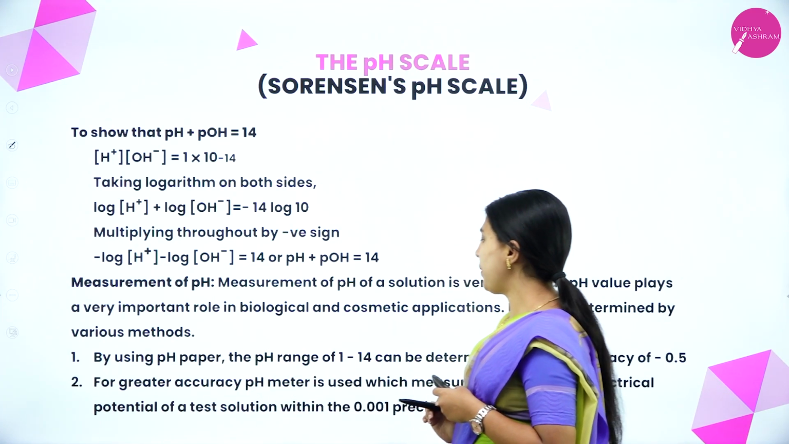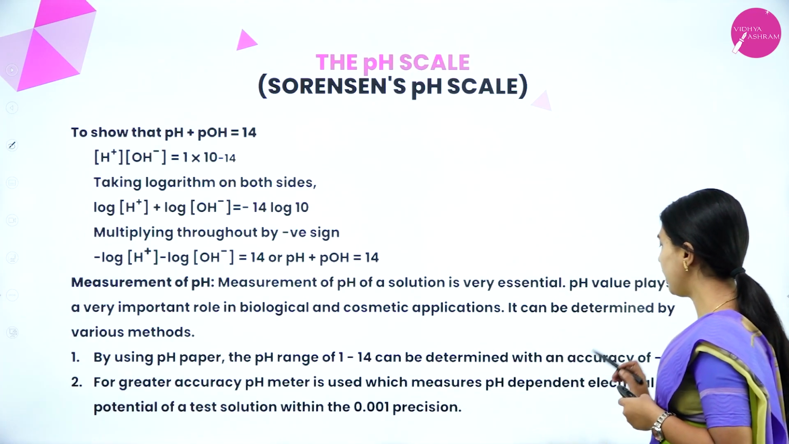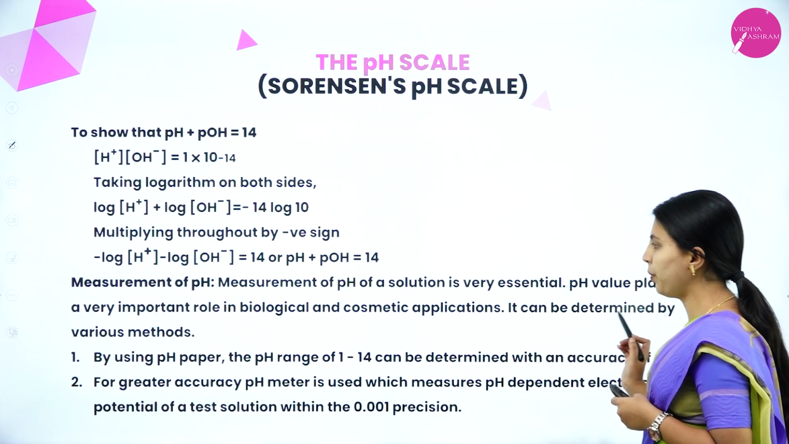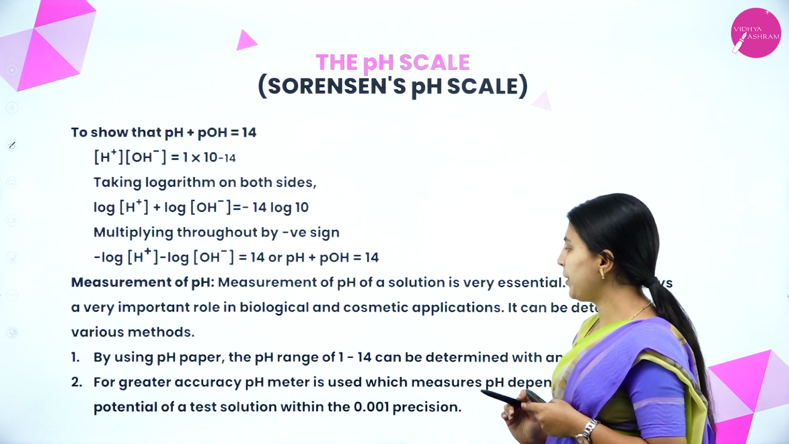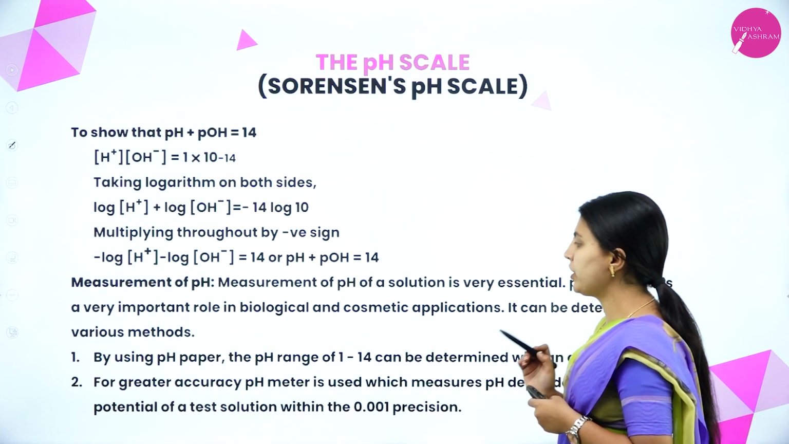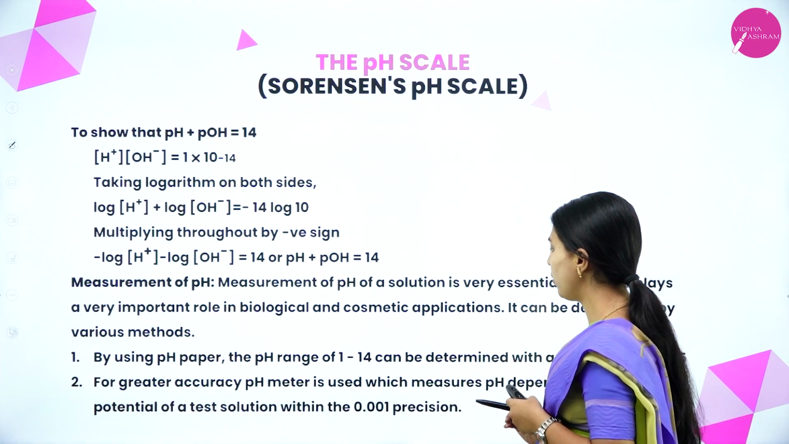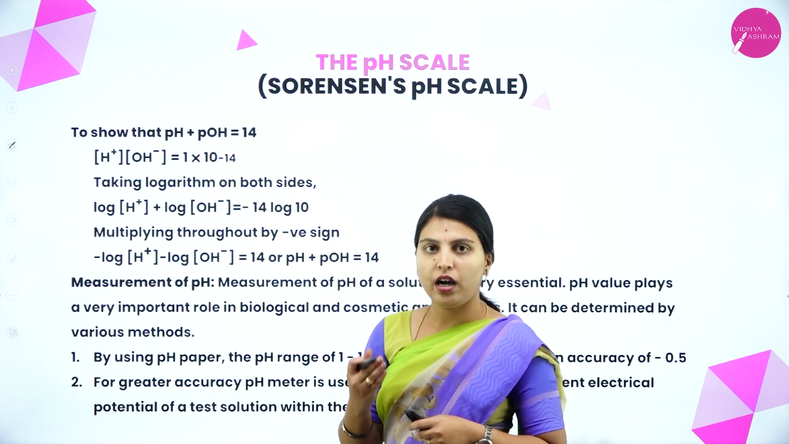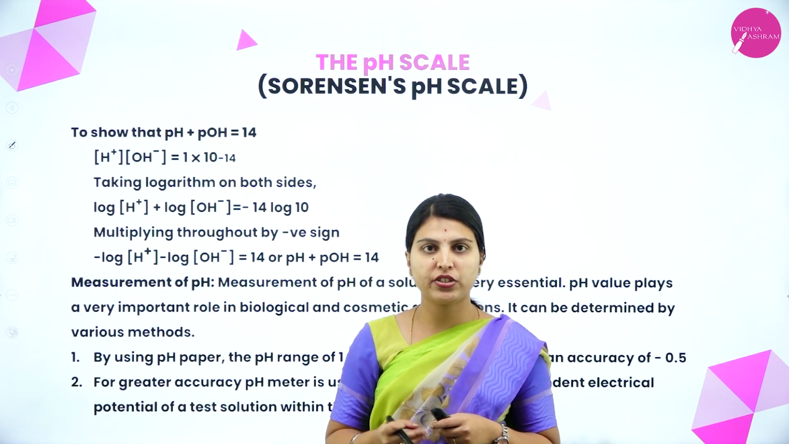By using pH paper, the pH range 1 to 14 can be determined with an accuracy of 0.5. For greater accuracy, a pH meter is used, which measures the pH-dependent electrical potential of a test solution with 0.001 precision.